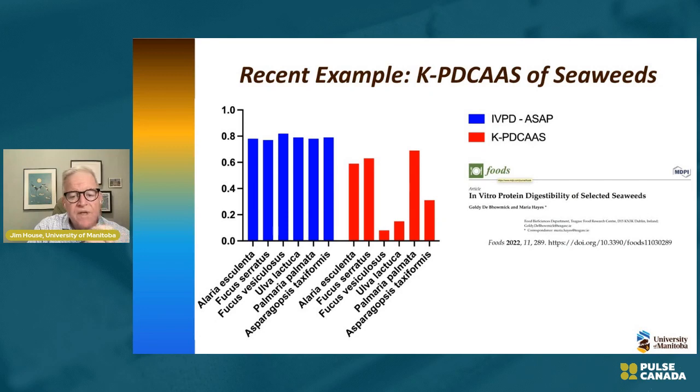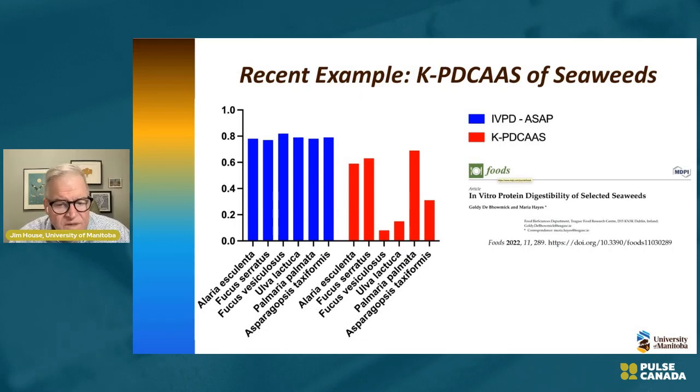It has been used in publications to measure, for example, here's a graphic to show you the protein quality of seaweed. The blue bars represent the in vitro protein digestibility determined with the ASAP method, and you can see they're all very similar, roughly around 0.8. Ultimately, the PDCAAS that results, the red bars, is when you multiply the digestibility by the amino acid score. So the biggest factor influencing the quality of the seaweeds is really the amino acid pattern, because the digestibility coefficients are all very similar.